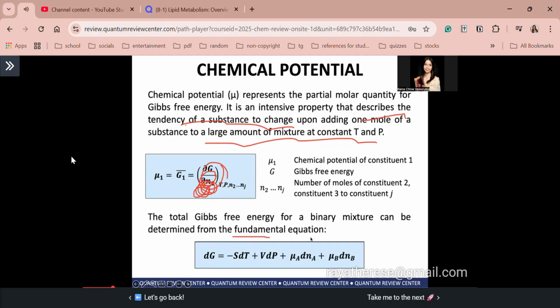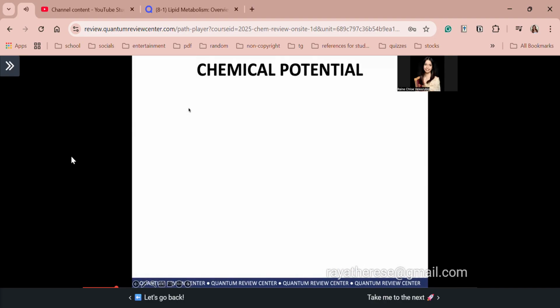If you recall, we have discussed the fundamental equation for G. So we can find the dG for a binary mixture, and that is dG equals negative SdT plus VdP plus mu A dNA plus mu B dNB. So here we are taking into account, guys, the chemical potential of component A and component B in your binary mixture. Okay? So this equation will tell you how the Gibbs free energy of a system will change when temperature changes, pressure changes, and the amounts of substances A and B change. Okay? So guys, again, chemical potential is the tendency of a substance to change.